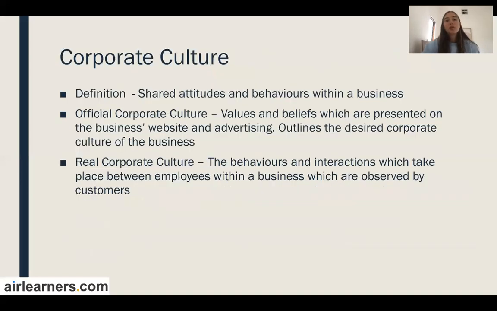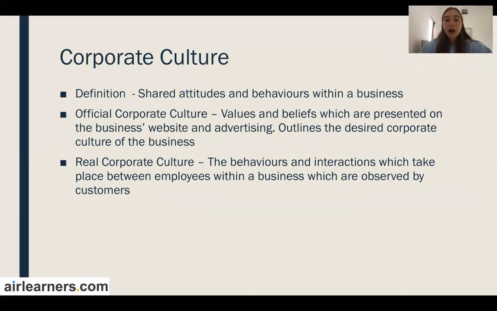Now moving on to corporate culture. So corporate culture is the shared attitudes and behaviors within a business. So essentially it is the ideas and behaviors that the business wants to display. And it's the way that the employees interact with one another and managers and employees interact with one another.